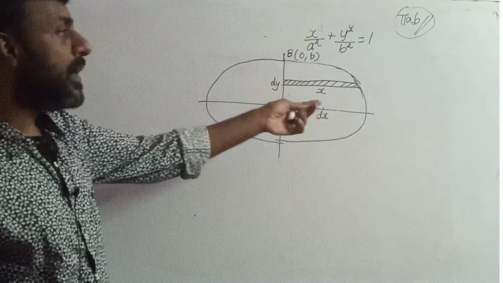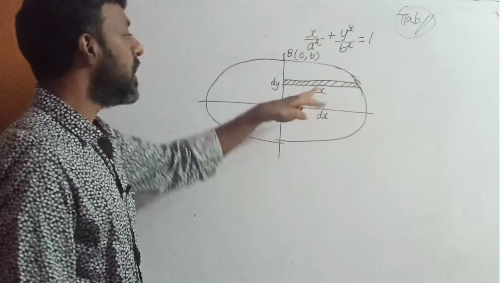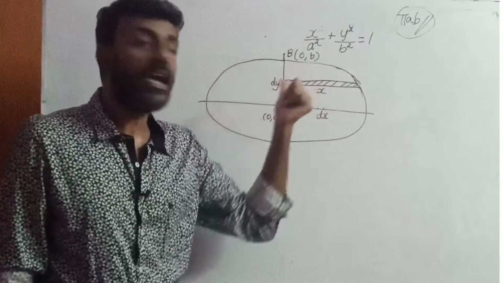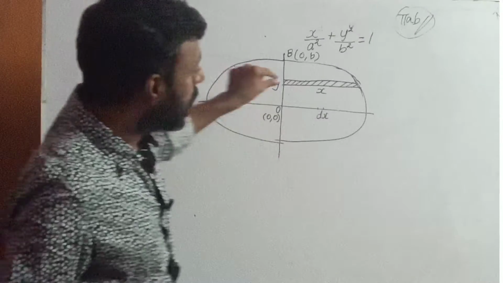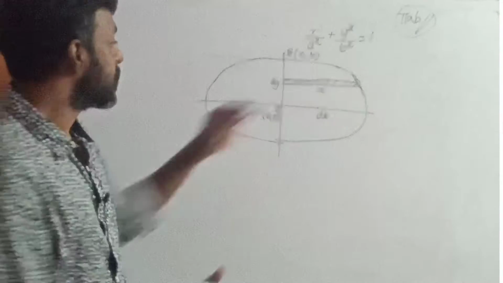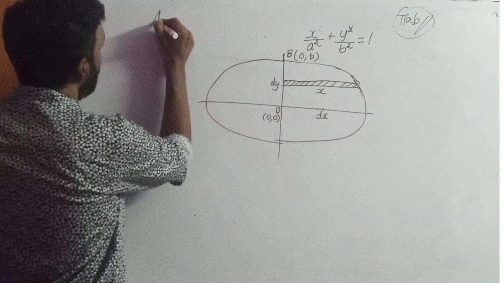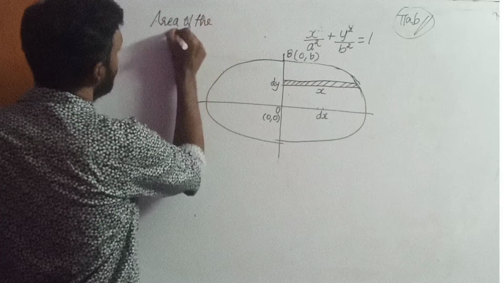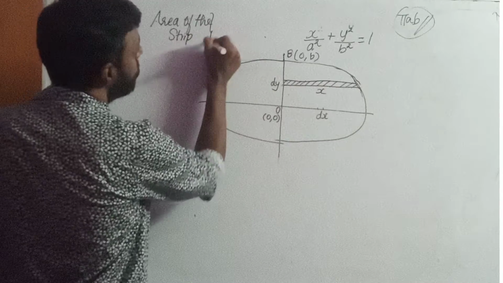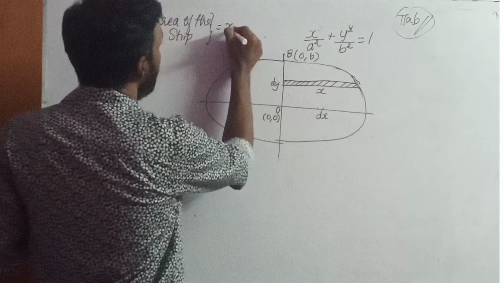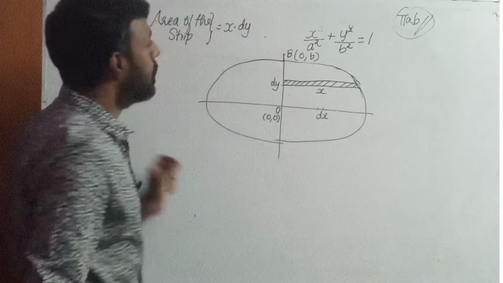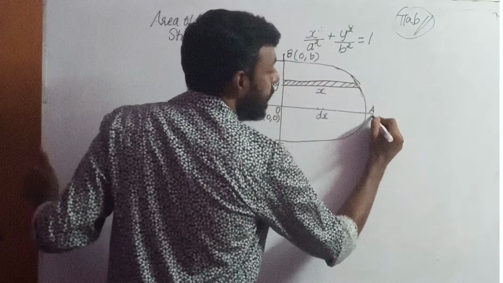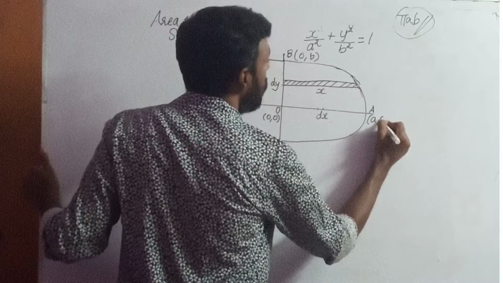In the previous case we did it with y into dx. Now in the second case we are going to do it with x into dy, because the length of the horizontal strip is nothing but x and the breadth of the horizontal strip is dy. So what will be the area of the horizontal strip? Area of the strip will be x into dy. Right, now this is point A and the coordinate of A will be a comma 0.